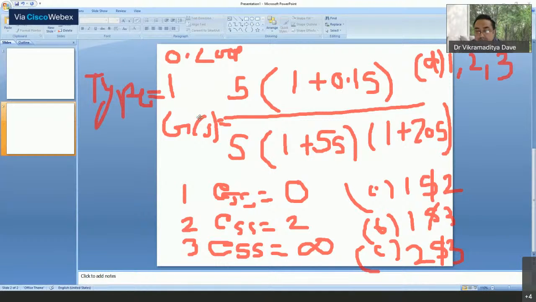Now, if you have gone through my slides, then I have told you that whenever there is a type 1 system, what is the value of Kp? Kp is nothing but how much?